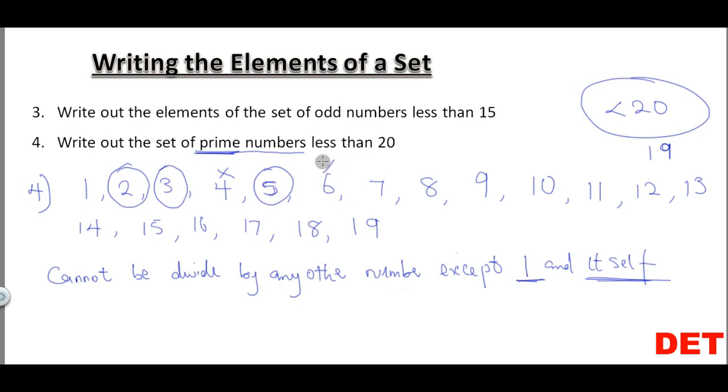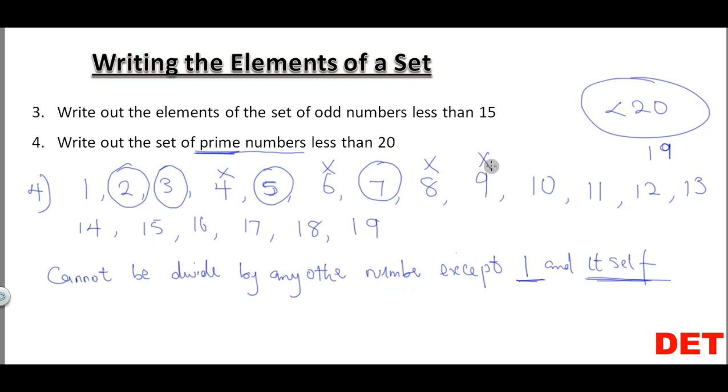Is 6 a prime number? No, because 6 can be divided by 3. 6 can also be divided by 2. 6 can also be divided by itself. 6 can be divided by 1. So 6 is not a prime number. Is 7 a prime number? Yes, because there is no other number that can divide 7 except 1 and 7 itself. Is 8 a prime number? No, because 8 can be divided by 2.